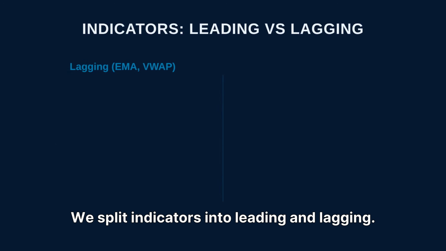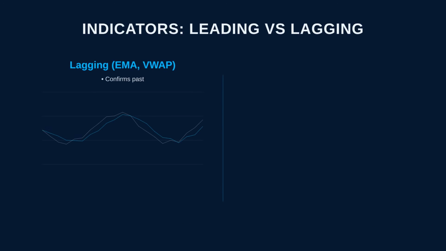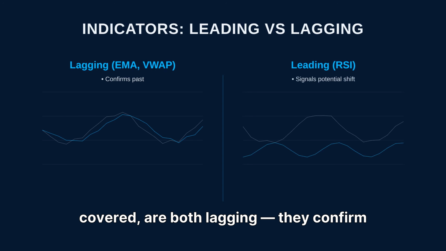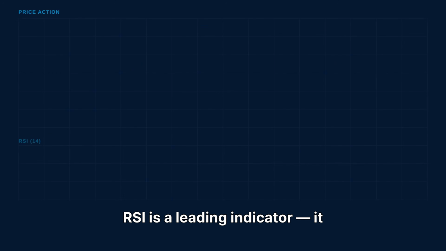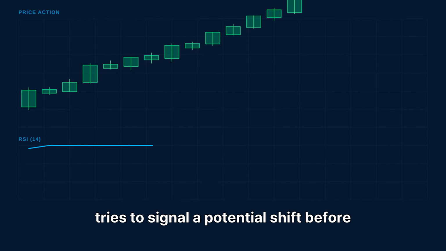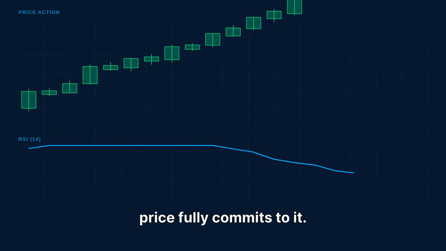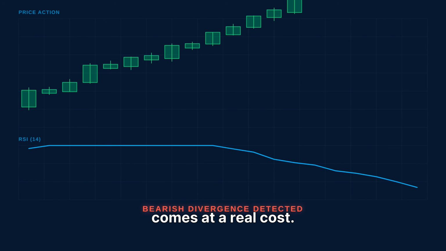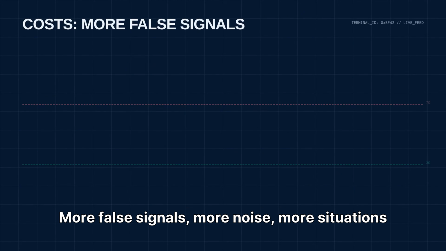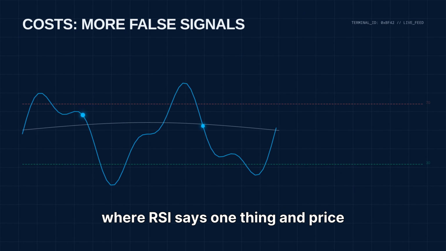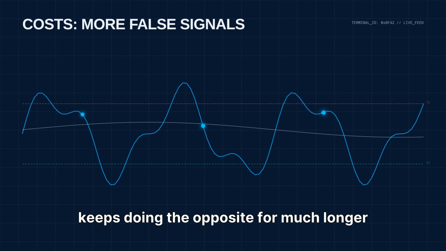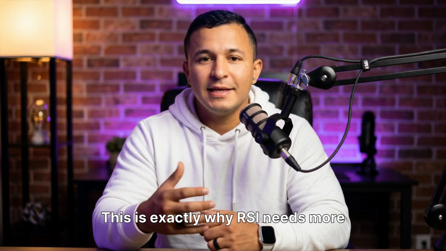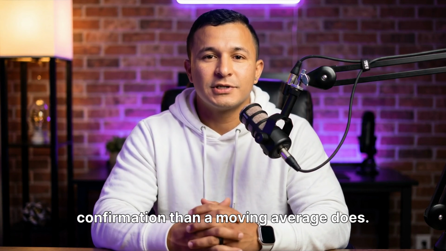Remember day 7? We split indicators into leading and lagging. Moving averages and VWAP, which we just covered, are both lagging. They confirm what's already happened. RSI is a leading indicator. It tries to signal a potential shift before price fully commits to it. That earlier warning sounds amazing, but it comes at a real cost. More false signals, more noise, more situations where RSI says one thing and price keeps doing the opposite for much longer than expected. This is exactly why RSI needs more confirmation than a moving average does.